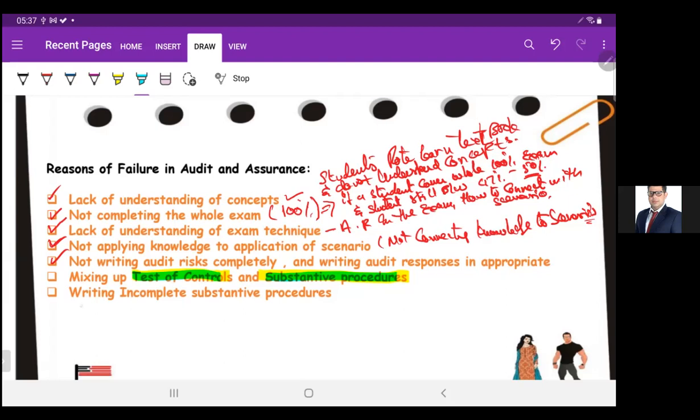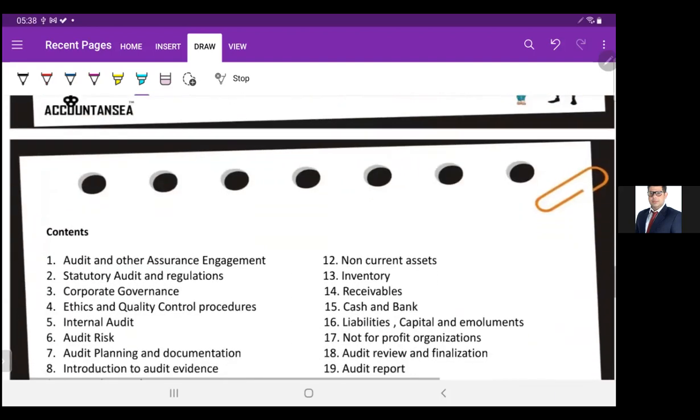Or students write incomplete substantive procedures. They are just giving what they are going to do, but they are not explaining why they are going to do it. So all of these, how to write these substantive procedures, how to write the test of controls, how to write their objectives, how to explain your audit risk, and how to write the auditor response, we will emphasize a lot in our practice sessions, because these are the topics that you will get anyhow in your exam, right?